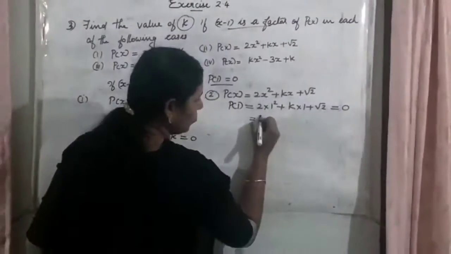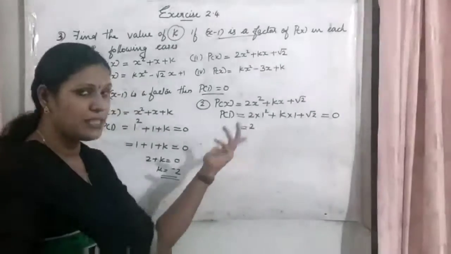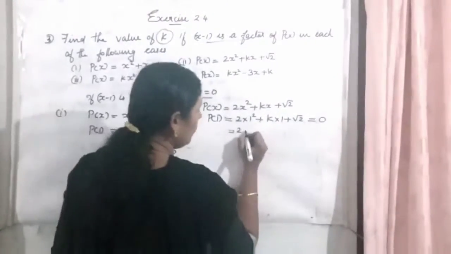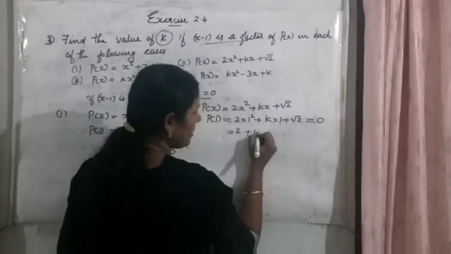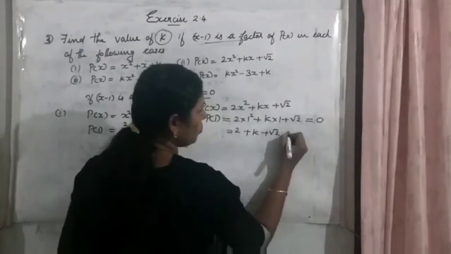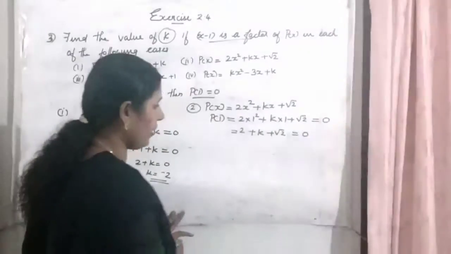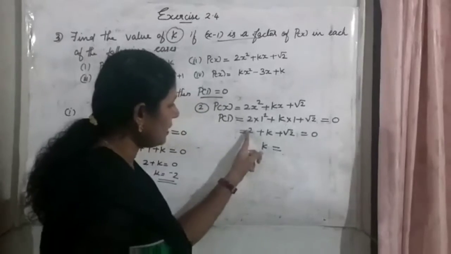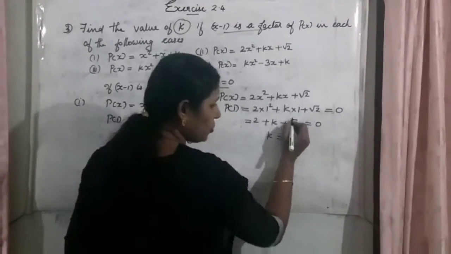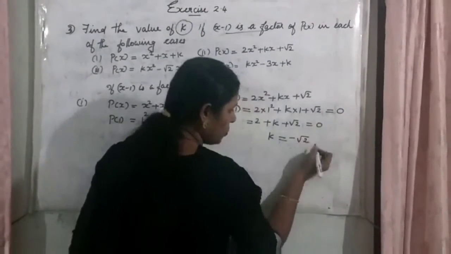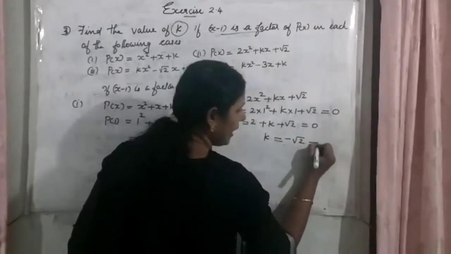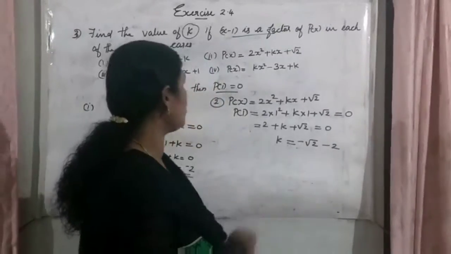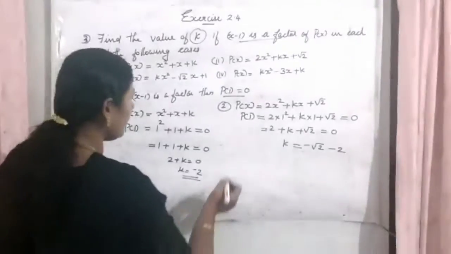That is P of 1 equals 0. Then 1 square means 1, and 2 into 1 is 2. That is 2 plus k into 1 is k, plus root 2 equals 0. Then we can find k. Moving the numbers to the other side, we get minus root 2, and this plus 2 on the other side becomes minus 2. That is, we get k equals minus root 2 minus 2. Okay.